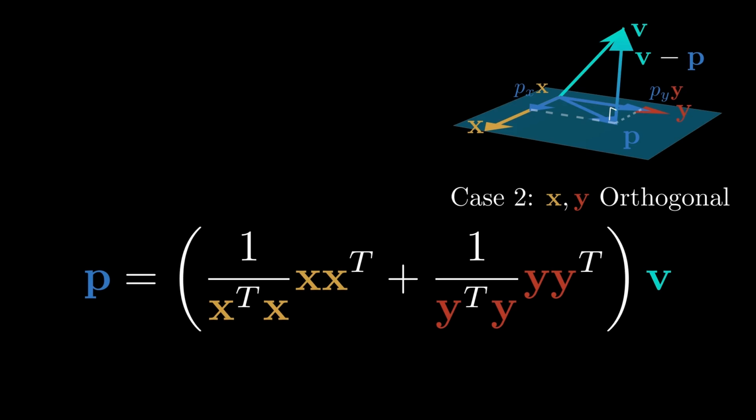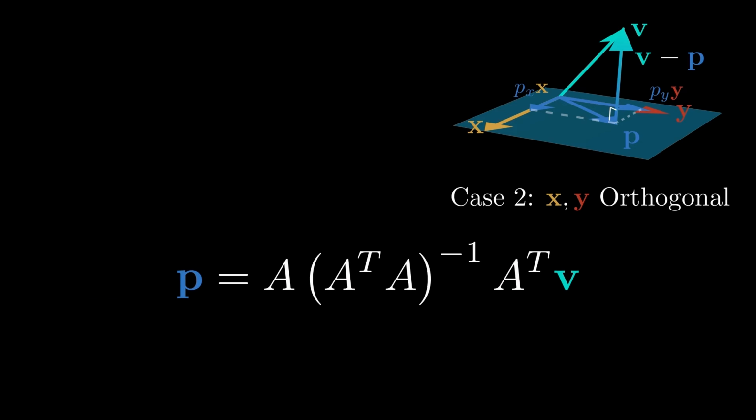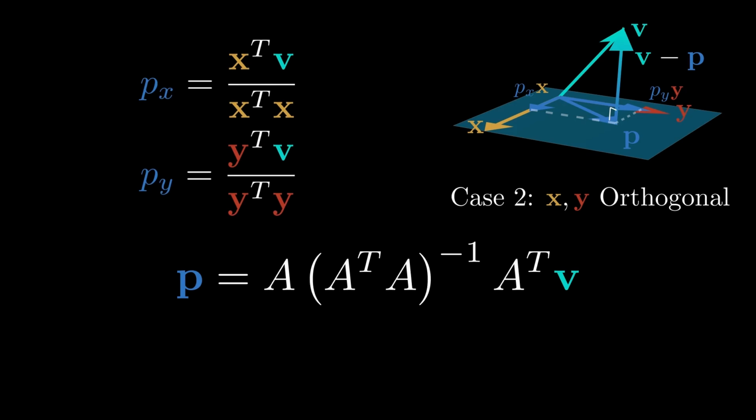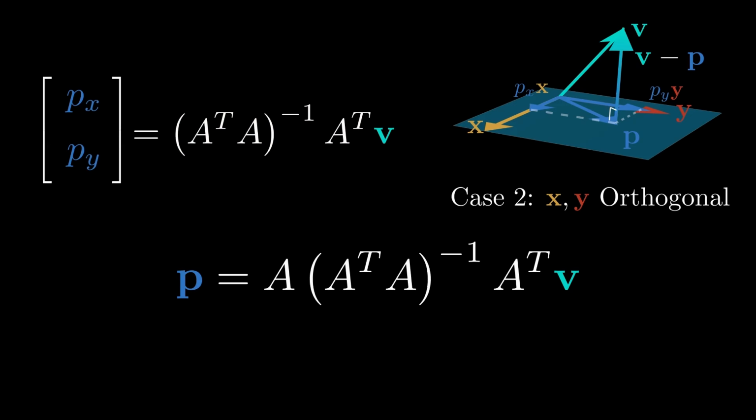It turns out that, using the same A matrix as before, which puts x on a column and y on a column, there's a relatively tidy way to write this expression. The full projected vector comes out like this. P equals A transpose A inverse A transpose V. The components of P come out like this, just missing the factor of A in front.